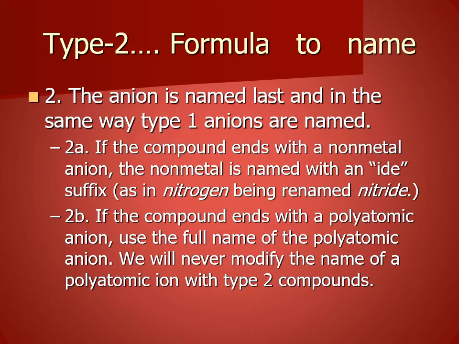Well, what about the anion? Well, the anion is still named last, and it's always named the same way it is in type 1s. So if you remember how you did it with the type 1s, it's done exactly the same way for the type 2s. And you can look over this, but essentially this says if it's a nonmetal, we use the IDE name, like nitride, oxide, sulfide. If it ends with a polyatomic ion, we use that polyatomic ion's full name.